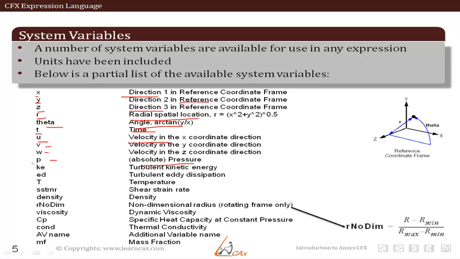P is absolute pressure. Ke is turbulent kinetic energy. Ed is turbulent eddy dissipation. Capital T is temperature. Shear strain rate is also available as a system variable. Density is there. Then there is non-dimensional radius, r, with no dimension. Viscosity is available. Cp is available. Conductivity is available, and mass fraction, Mf, is another variable that is available. So these are all system variables which can be directly used, and their values will be taken from the results.